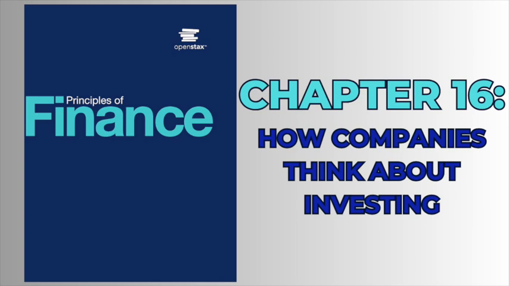Chapter outline. 16.1 Payback Period Method. 16.2 Net Present Value, NPV Method. 16.3 Internal Rate of Return, IRR Method. 16.4 Alternative Methods. 16.5 Choosing between Projects. 16.6 Using Excel to Make Company Investment Decisions.